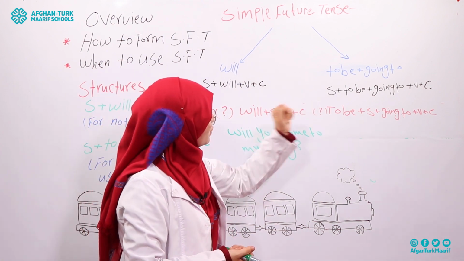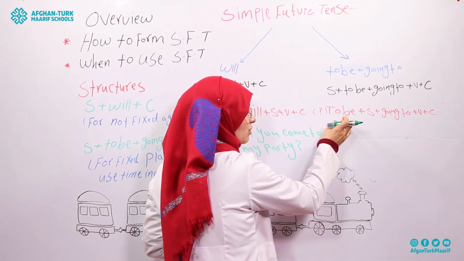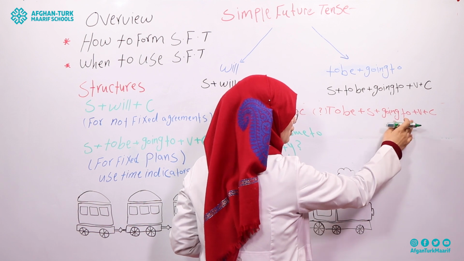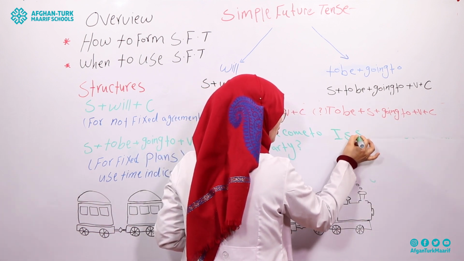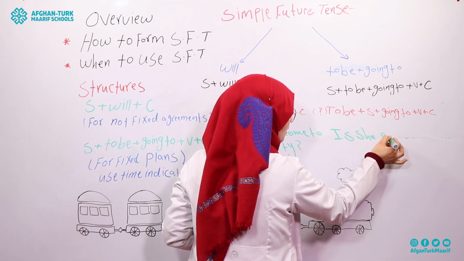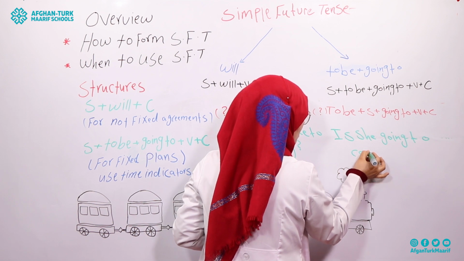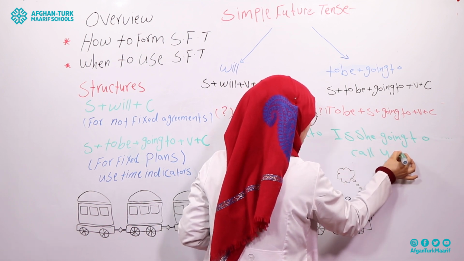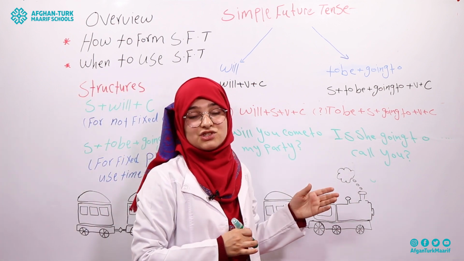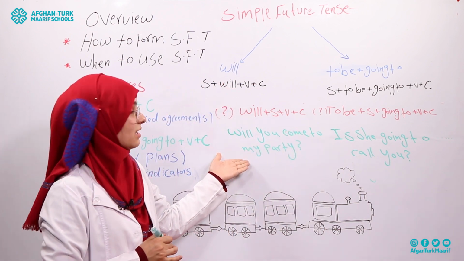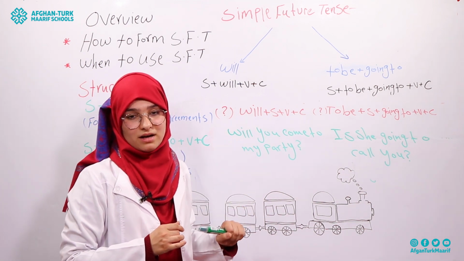Now let's write the question for the second structure. As you can see, the structure is to be plus subject plus going to plus verb plus complement. For example, is she going to call you? If you answer this, it is yes she is, no she is not. In the first structure, it is yes I will, for example, or no I will not.